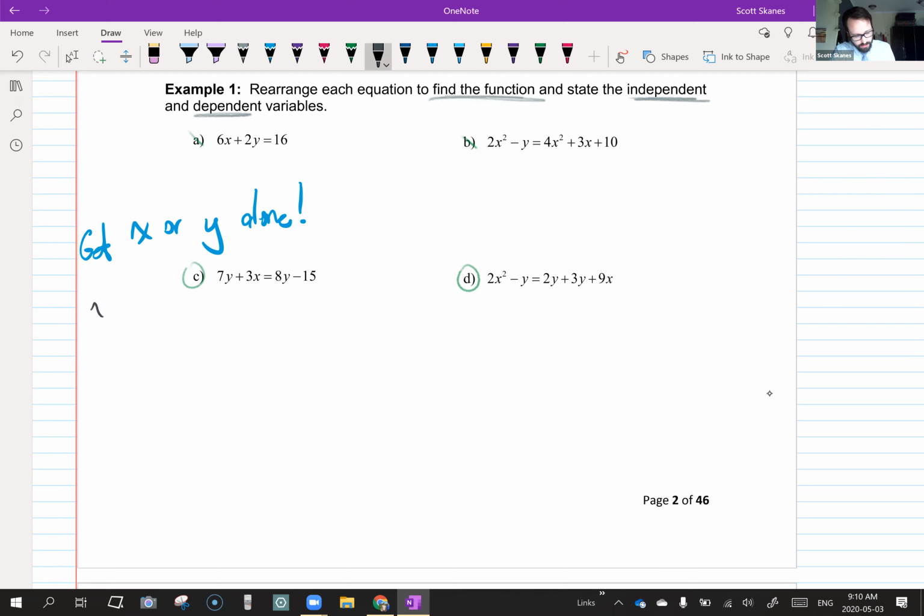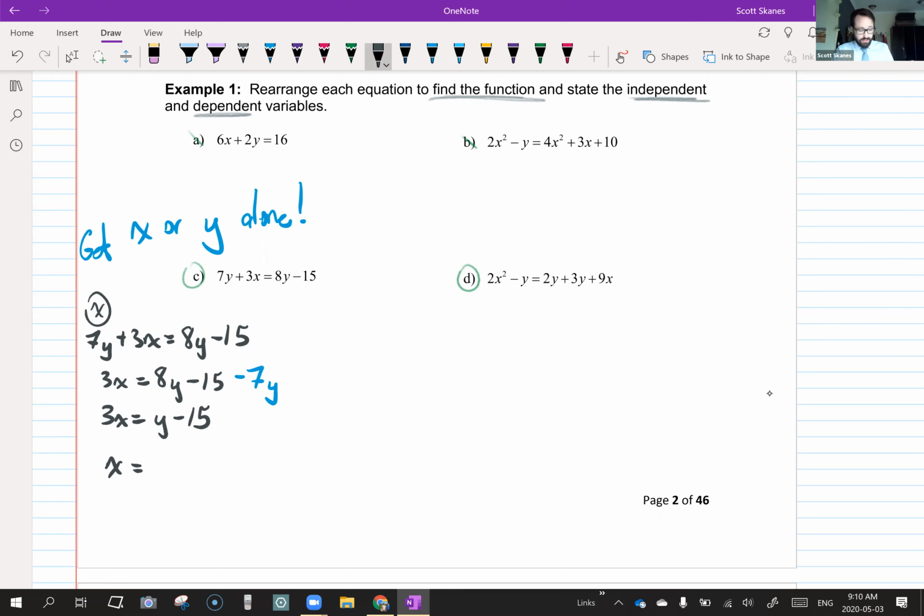Let's try isolating x. So the function is 7y plus 3x equals 8y minus 15. I'm going to move everything to the right. That gives me 8y minus 15. And then, of course, I need to subtract that 7y. That moved to the other side. That means we have 3x equals y minus 15, and now divide everything by 3.